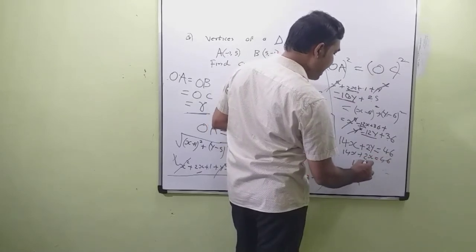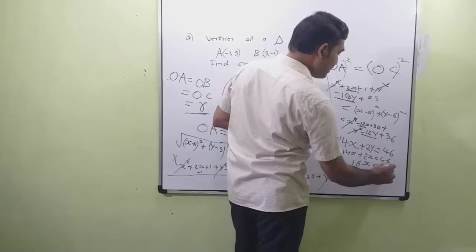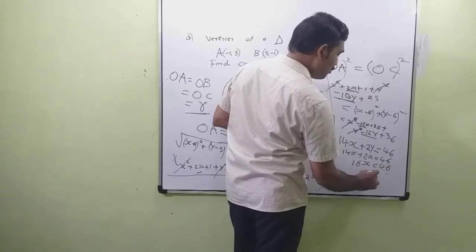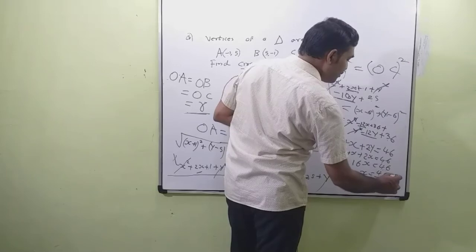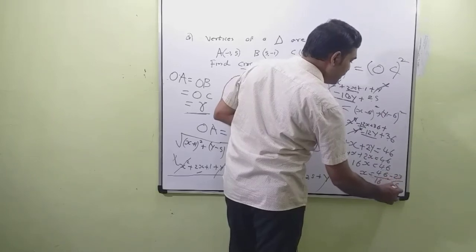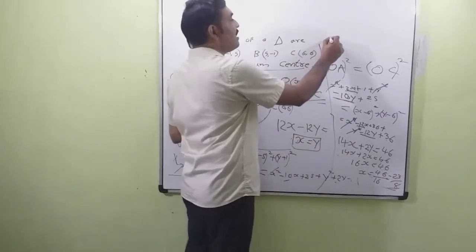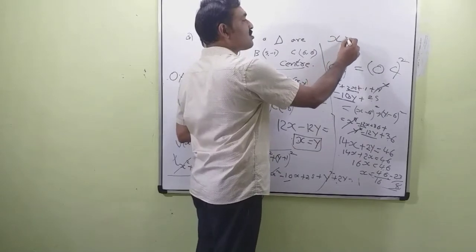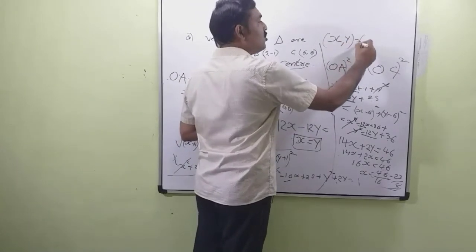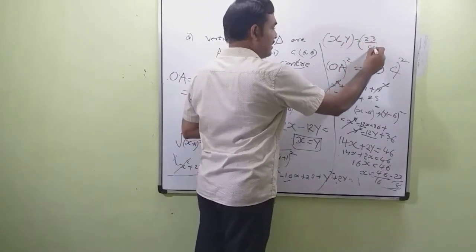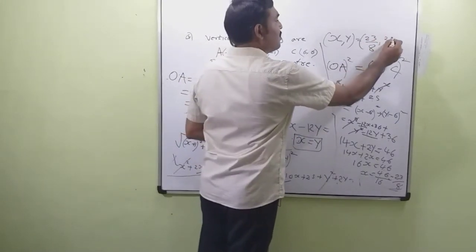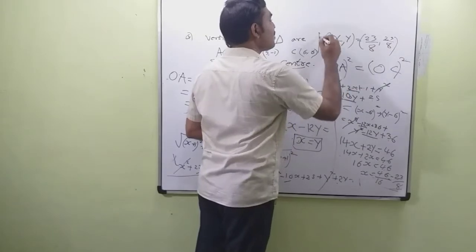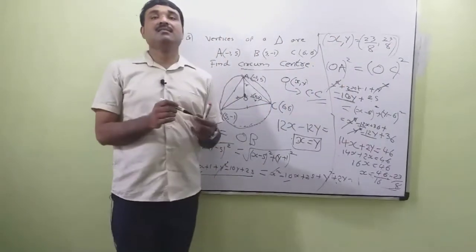Or 16x is equal to 46. x is equal to 46 divided by 16, which is equal to 23 divided by 8. So our coordinates of the circumcenter are x comma y, where x is equal to 23 by 8 and y is also 23 by 8, that is (23/8, 23/8). So this is the coordinate of the circumcenter.